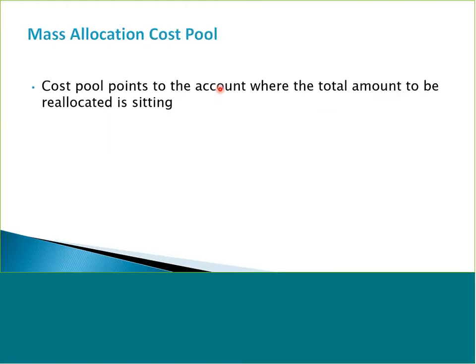So let's start with the mass allocation cost pool. We've already said the cost pool is the total amount that is being redistributed or reallocated. And this cost pool, when we are defining it in the actual window on Oracle, we usually reference the account where that total amount is sitting. So what do I mean? In our example, we would have an expense account where the total cost of the meals which were purchased by the company for its employees would have an account where that balance is sitting. Okay.